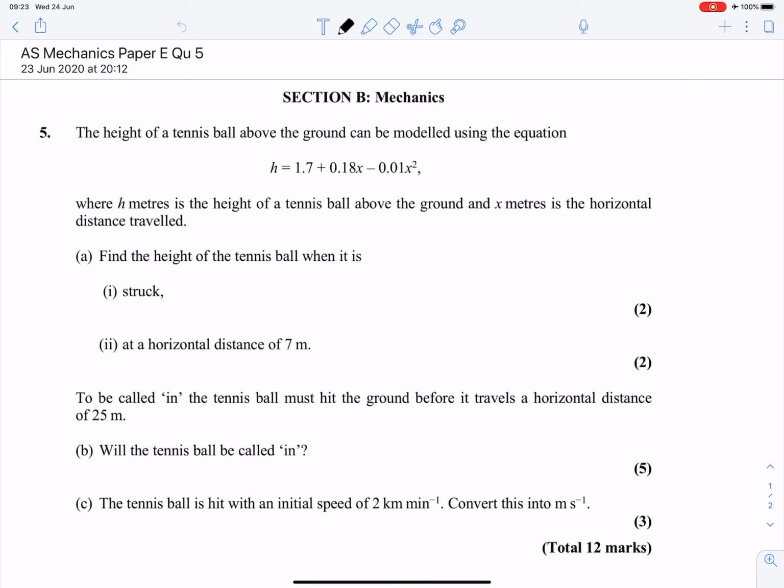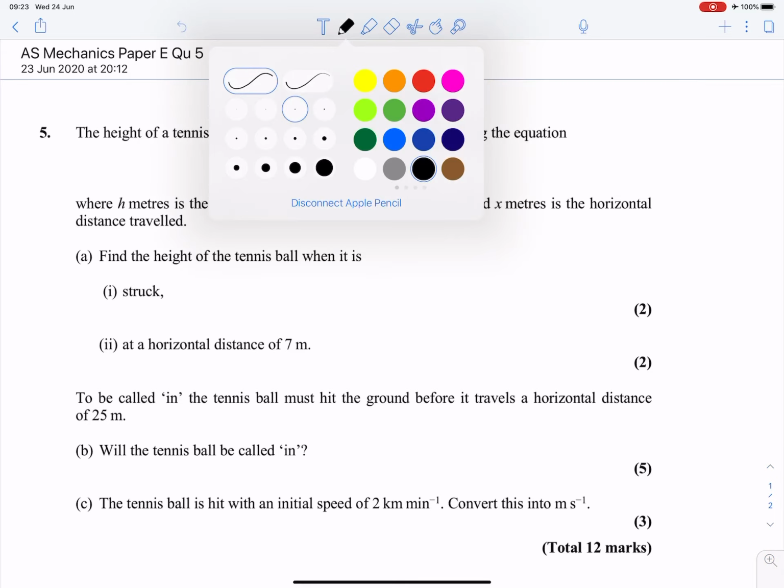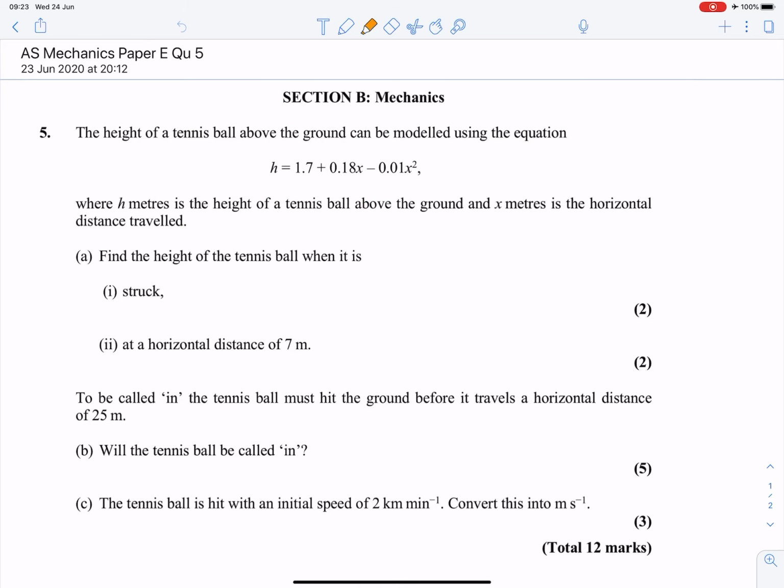So here we go with paper E, question 5. This is one of the AS Mechanics practice papers. So let's just go through this. Let's pick out the key things in the question first of all.